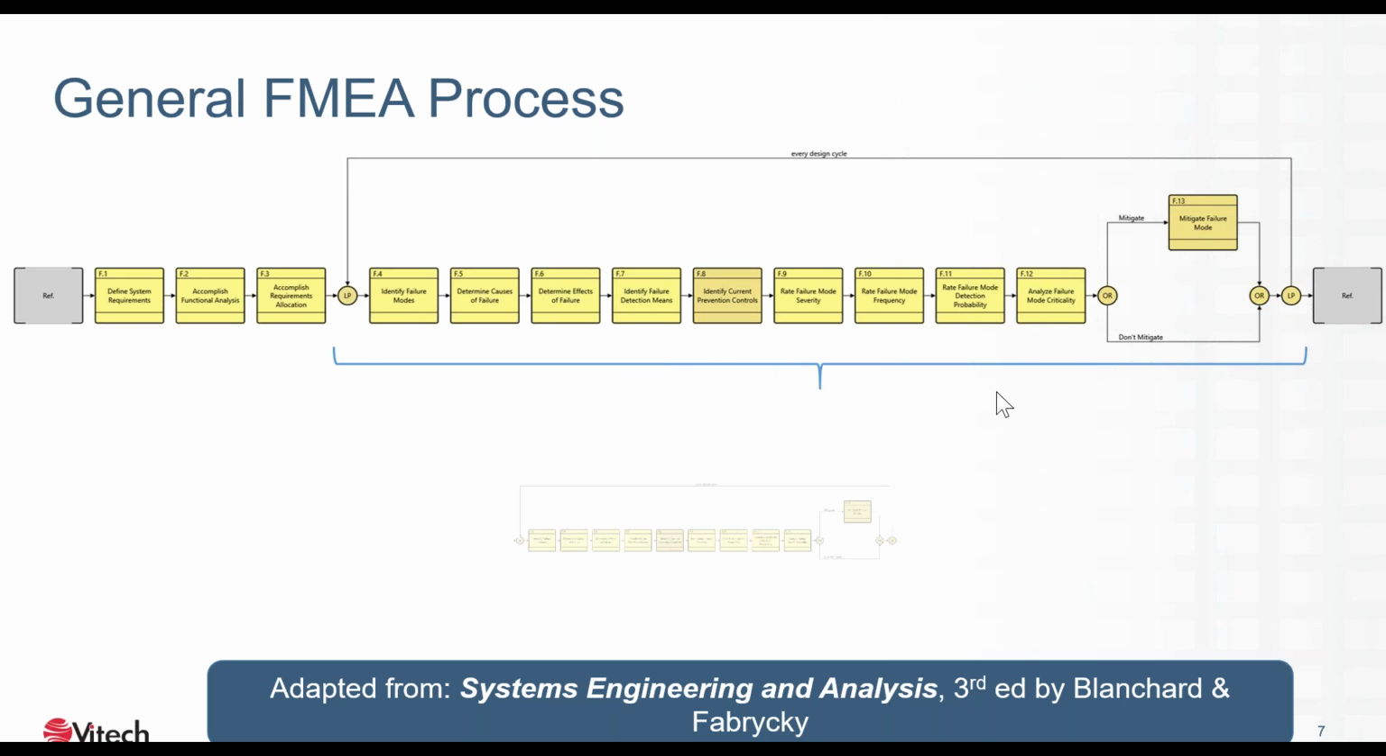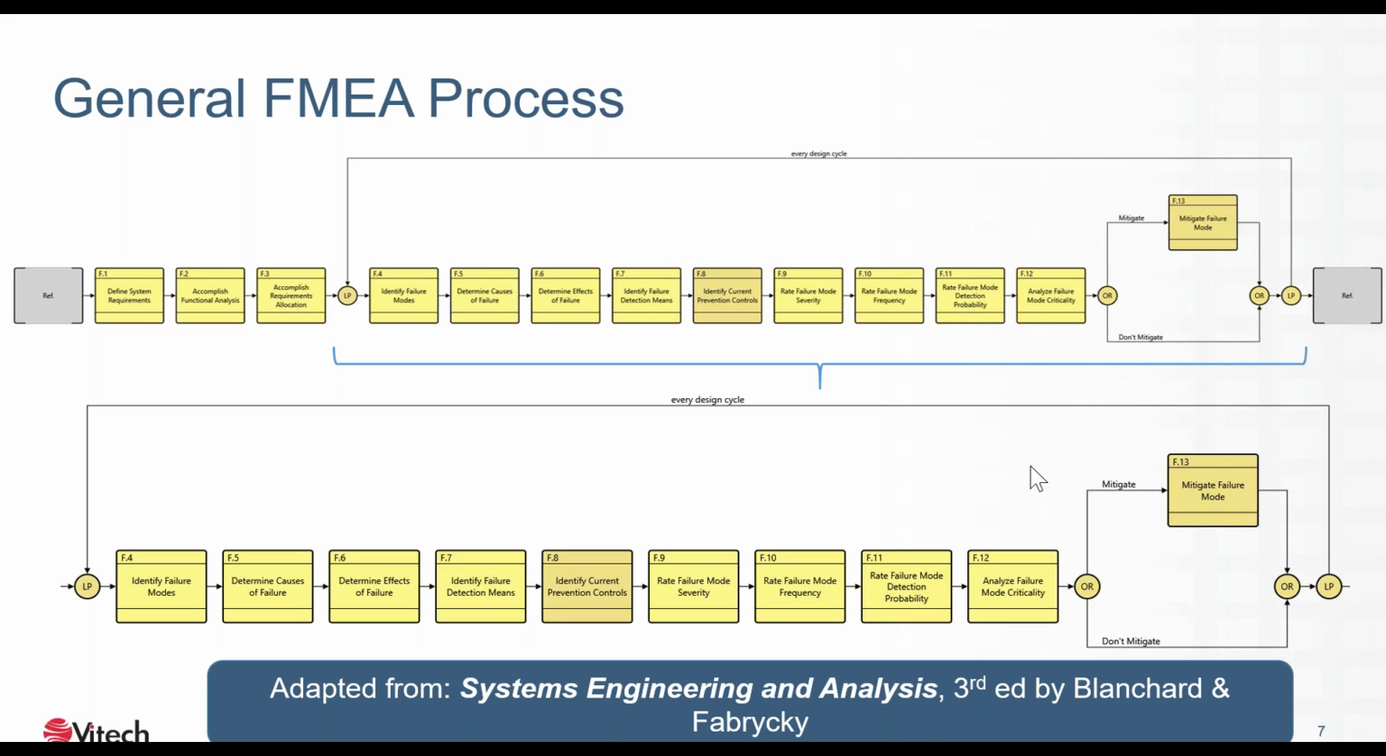What we're going to focus on are the things that are over here to the right in this loop. If we just look at those, the steps that we must go through and follow are identifying our failure modes, determining the causes of those failures, the effects of the failures, if there are any means of detection, and if there are any current prevention controls, ways that would prevent the failure mode from occurring. Once we have identified the effects, the causes, the detection methods, and preventions, we then go and do some scoring.